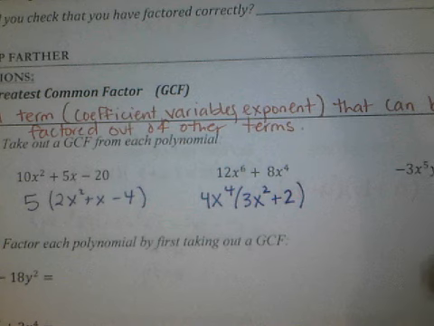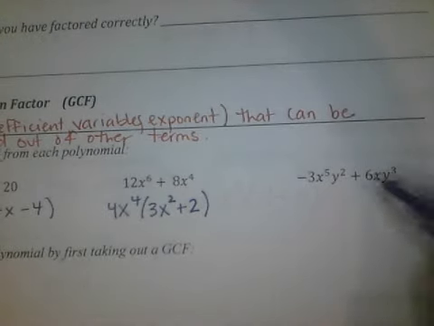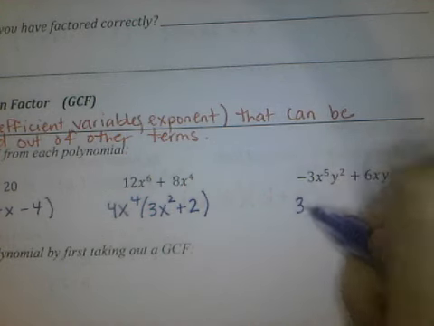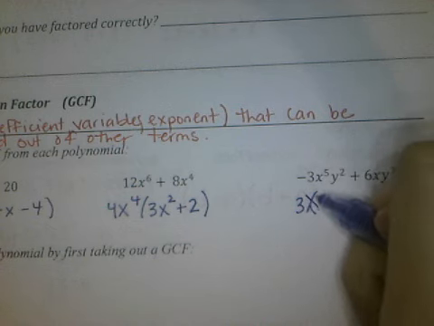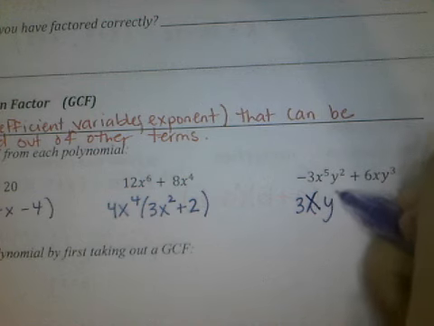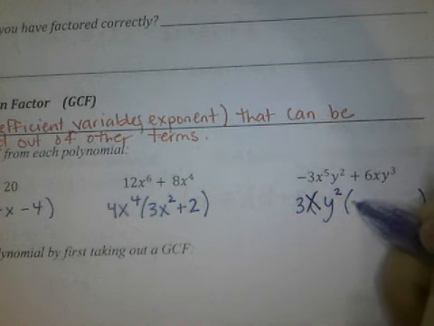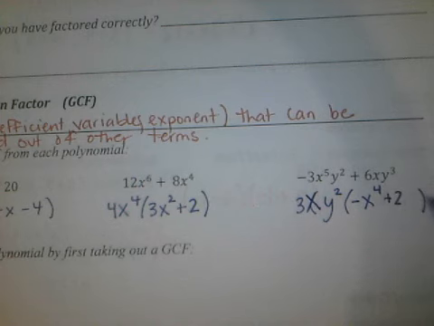We can also do this with x's and y's, and you just follow each piece separately. When I look at the coefficients, negative 3 and 6 can both be divided by 3. X to the 5th and x, I can take out an x from each of those terms. Y squared and y cubed, I can take out y squared from each of those terms. Left over in parentheses would be negative x to the 4th plus 2y.